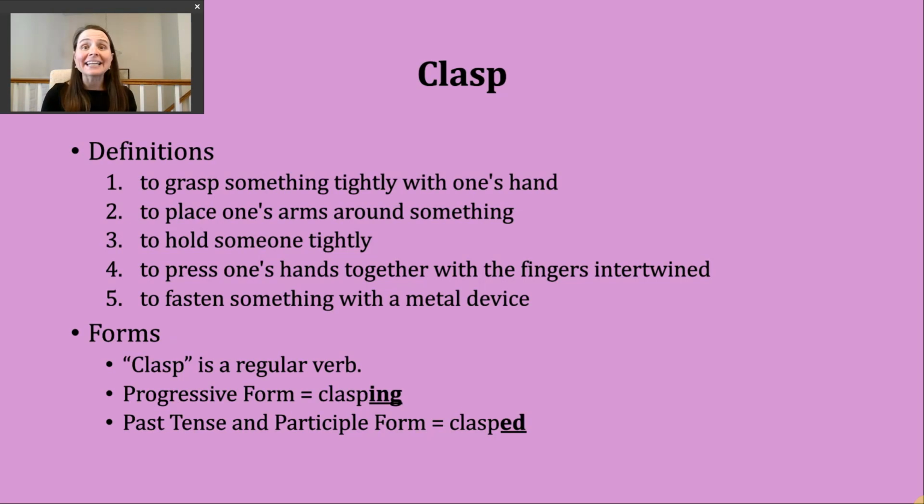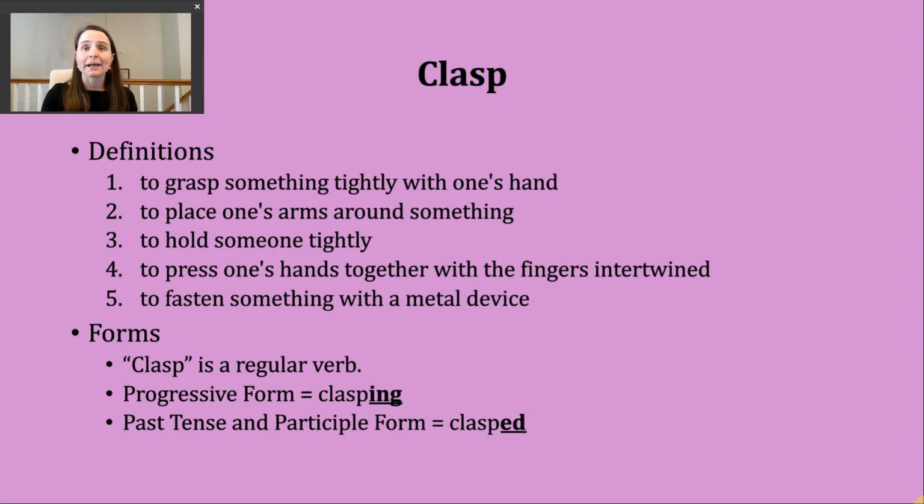You should know that clasp is a regular verb. To make the progressive form, all I need to do is add ing to form clasping. The past tense and participle forms of this verb are going to be made by adding ed.